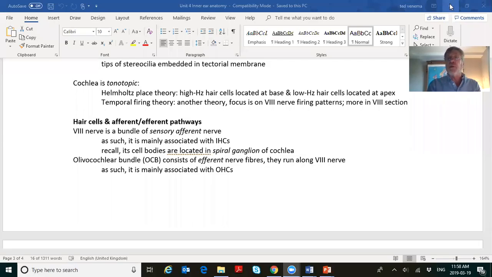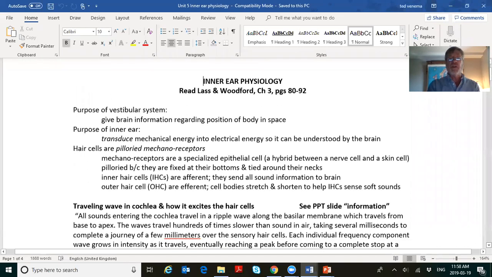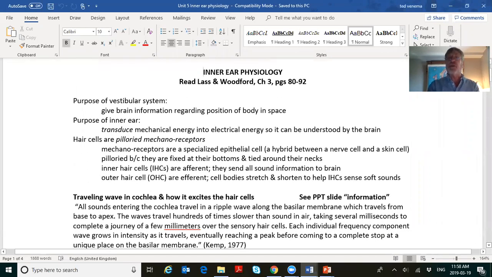Share screen, and make this one smaller. Here, let's go to here, inner ear physiology. Have a look. There's your readings for it, chapter 3, pages 80 through 92.